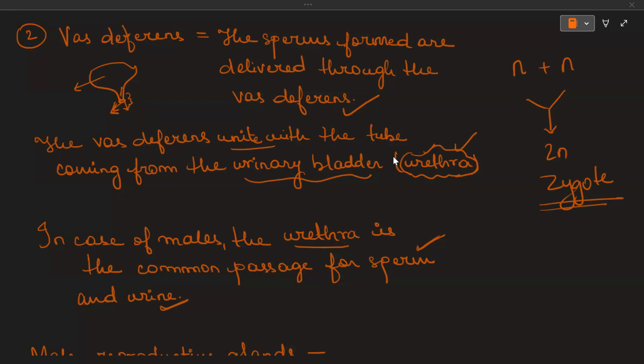Ma'am, we shouldn't draw that figure just below the vas deferens heading, right? No, I'm just denoting the urethra and the urinary bladder there. If you want to draw, you can draw, but it's not necessary.